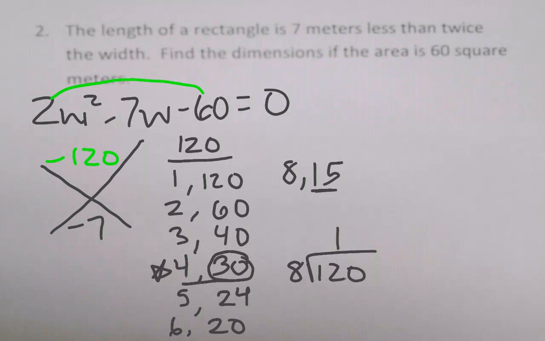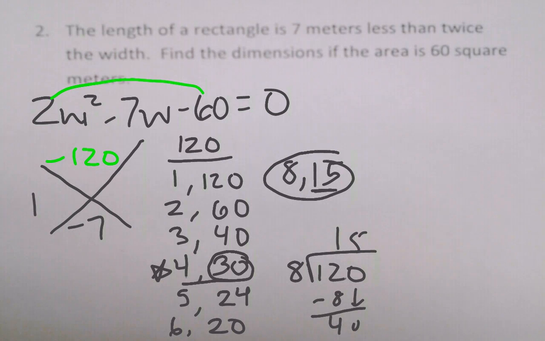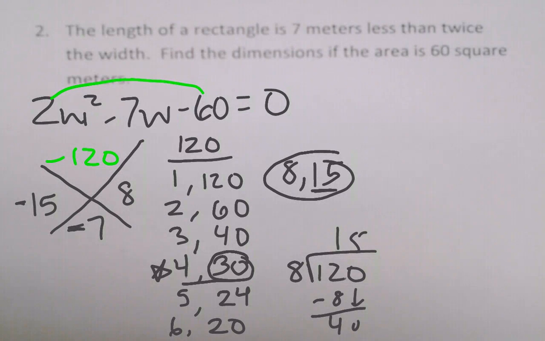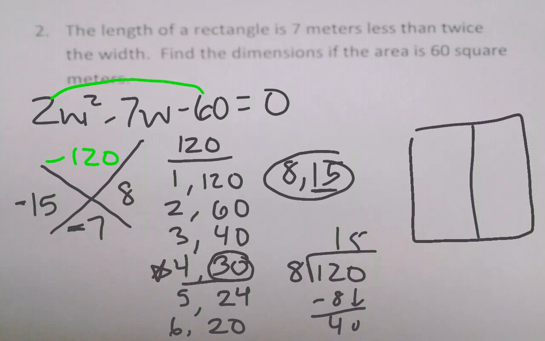8 once, bring down your 0, and we get 15. I can stop because I got my difference of 7. Now, since I have a negative down at the bottom, I know I need at least one negative. There it goes. But don't forget, you have to do the box. Don't forget the box, because we said at the beginning it needs to be an X box, and you should have drawn your picture. I did not, sorry.